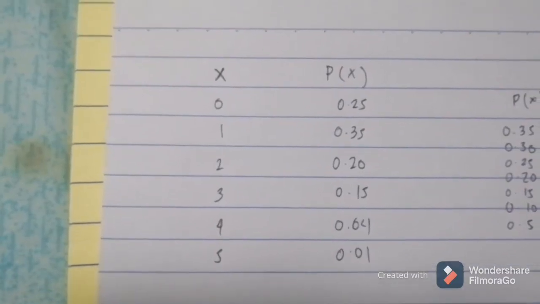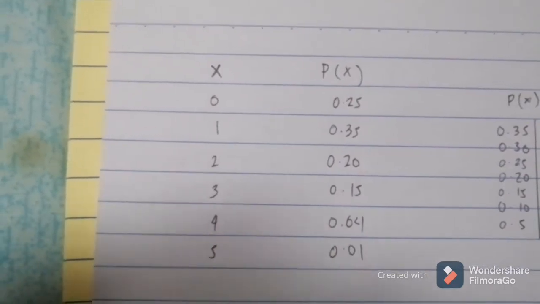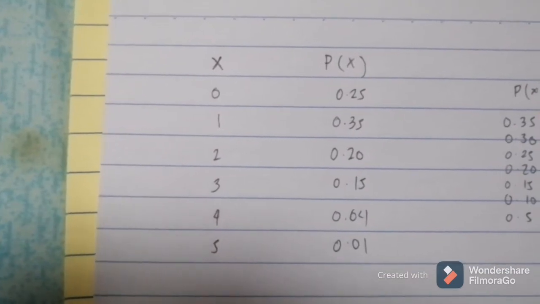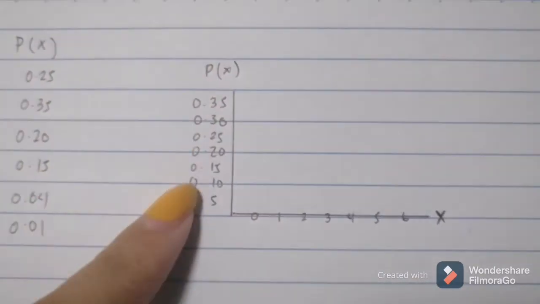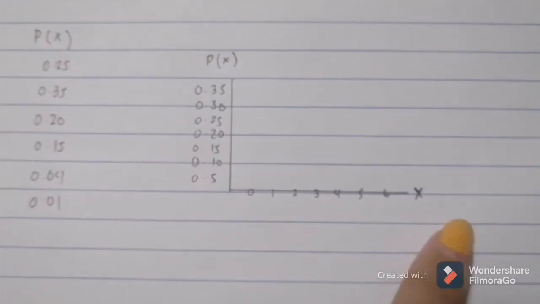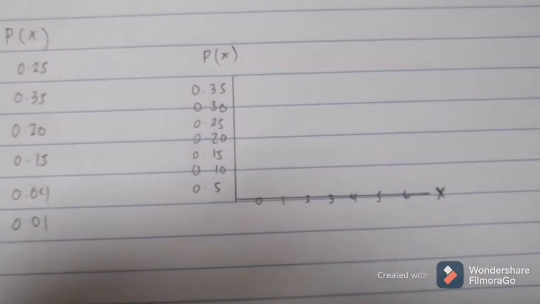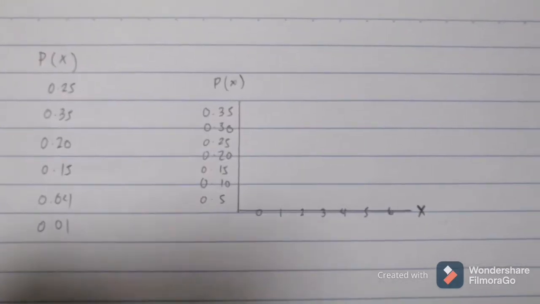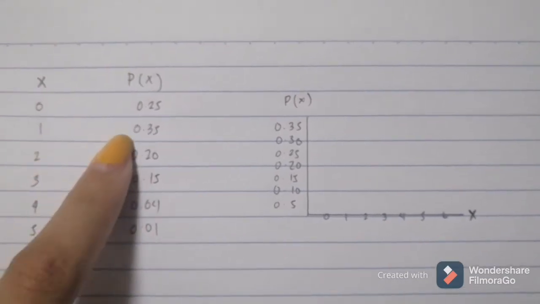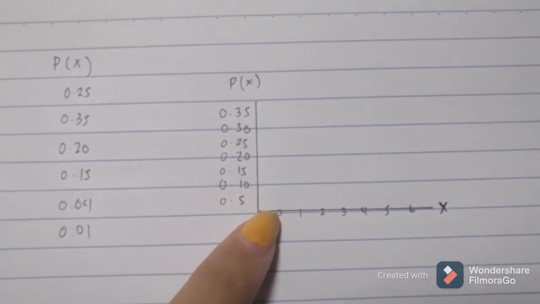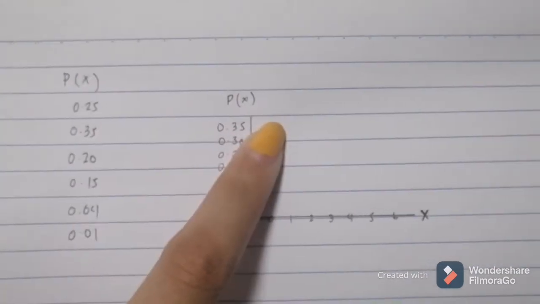So, meron tayo ditong given na 0.25, 0.35, 0.20, 0.15, 0.04, at 0.01. So, sa paggawa ng histogram, nasa kaliwa yung P(x) and nasa baba yung x. So iko-correspond mo lang. So, sa paggawa ng histogram, gagawa ka lang ng bar graph, which is nag-indicate na yung 0 ay 0.25, yung 1 ay 0.35. So, dapat yung 0 ay nasa 0.25 and yung 1 ay nasa 0.35.